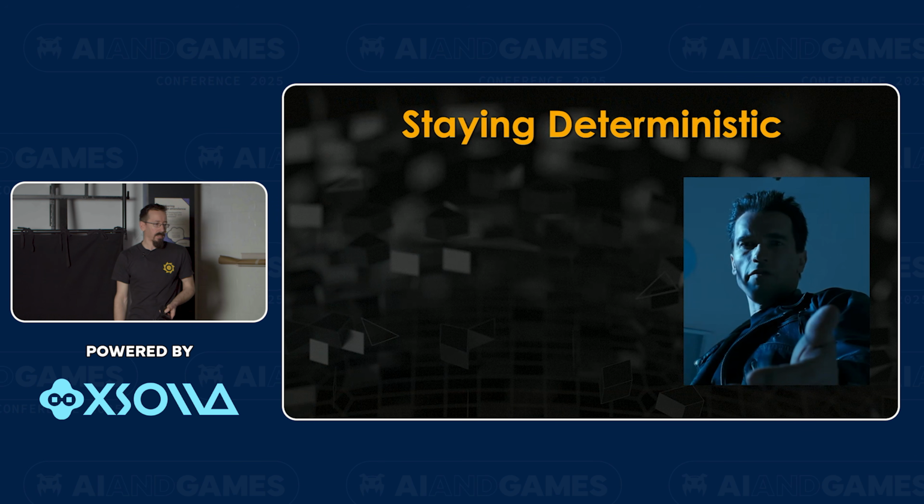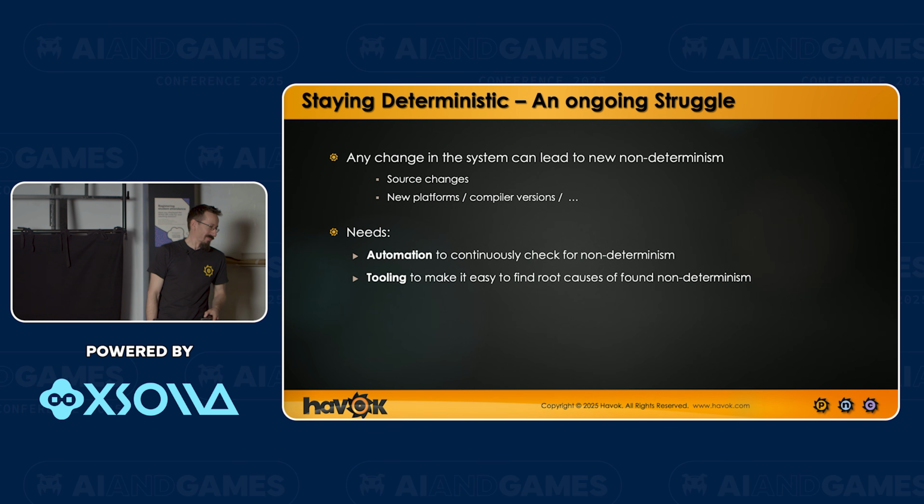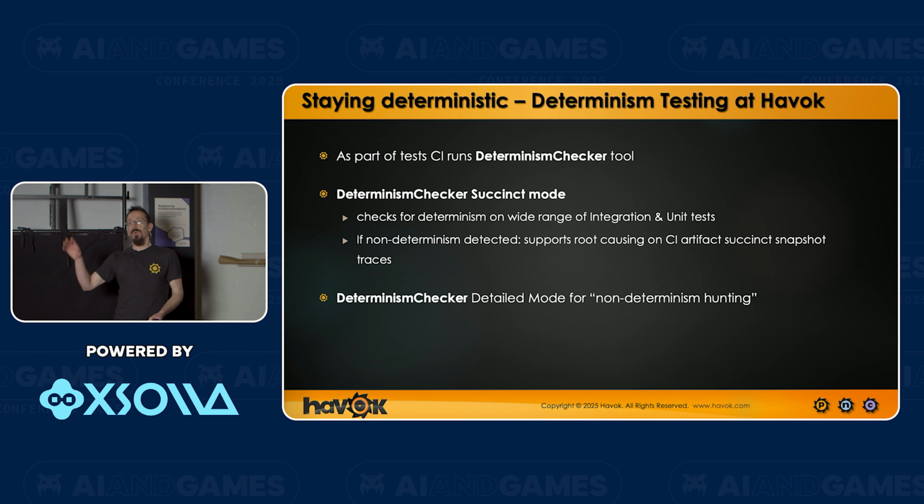So now what we need is to stay deterministic. So come with me if you want to be deterministic. I'm Austrian, so that's fine. Any changes can lead to non-determinism, and we use the determinism checker util to make sure of that. It has two modes: succinct, basic mode, and bug hunting, non-determinism hunting mode.